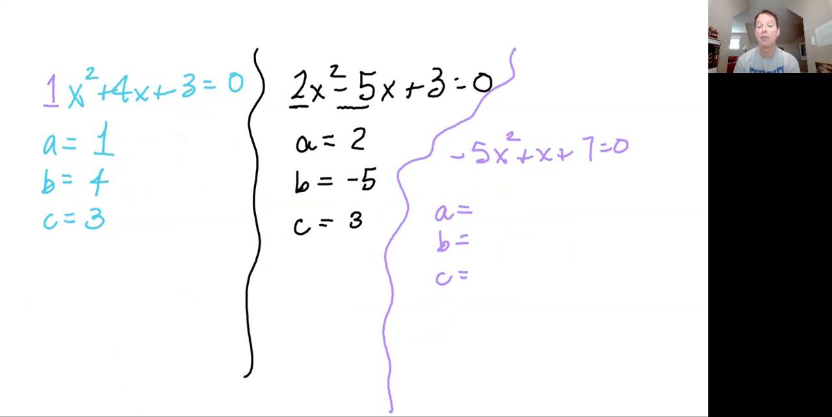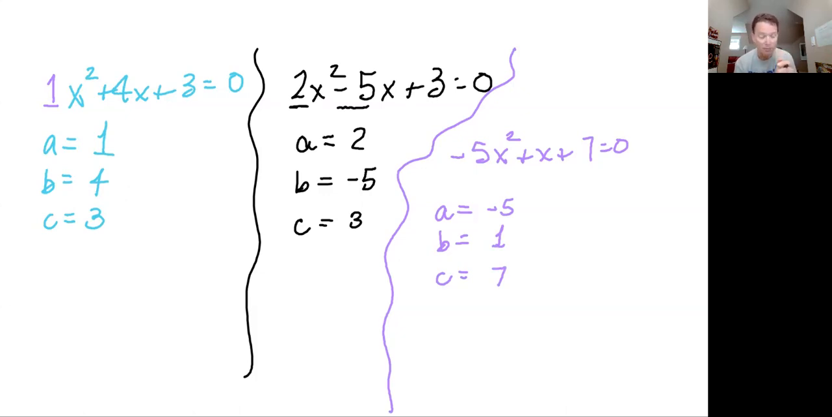I'll give you a chance to think about what that should be. A is the number in front, so that's going to be minus 5. B is the number in front of the x, which again we're going to label as 1, and then C is going to be 7. So look, we could do this all day if we wanted to, figuring out what the values of A, B, and C are going to be.